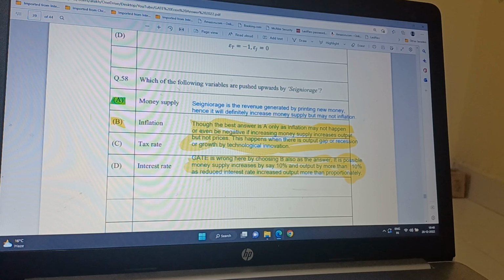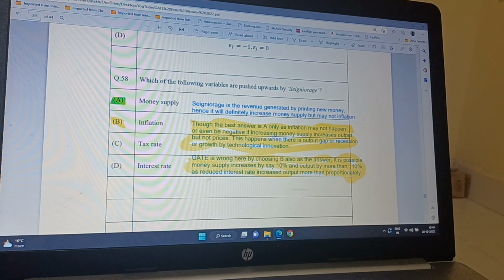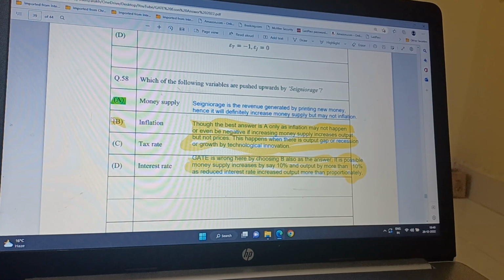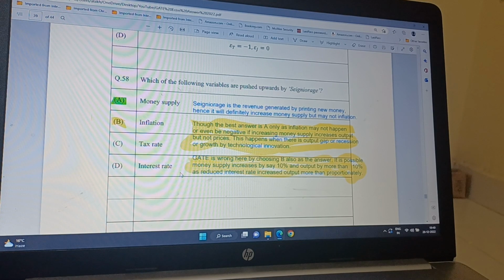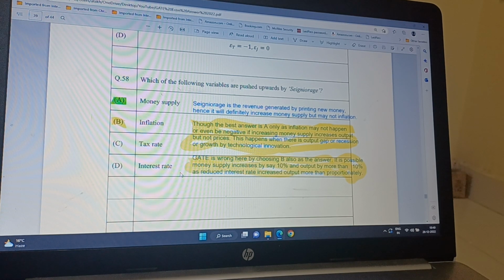So here also GATE is wrong, because it is possible that if money supply increases by 10%, output may increase by more than 10% as the interest rate has fallen, when there are economies of scale or when there is technological innovation, and the inflation will be negative. So only A is the correct answer.